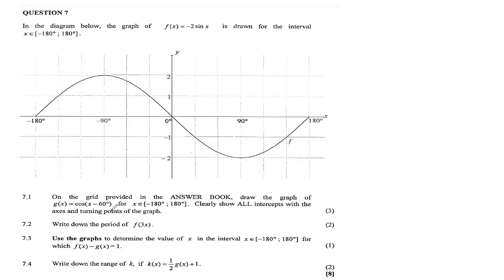Right, so we are required to draw the graph for this one. Now, for that one, you can just use your calculator. All you're going to do is press menu, then table, and then you make your g of x the cos(x - 60 degrees), and where it says start, you're going to start from -180. Where it says end, you're going to end at 180 degrees. And then it's going to ask you for the step.